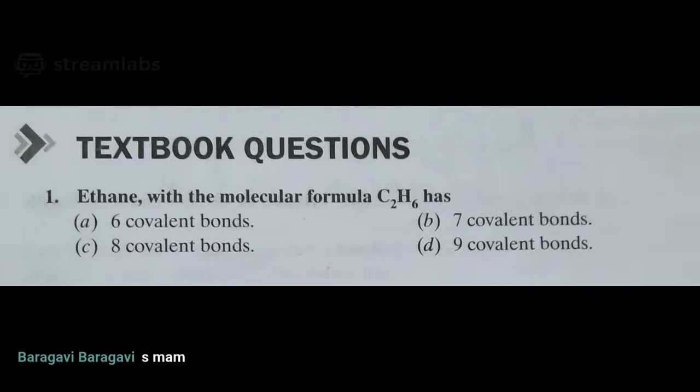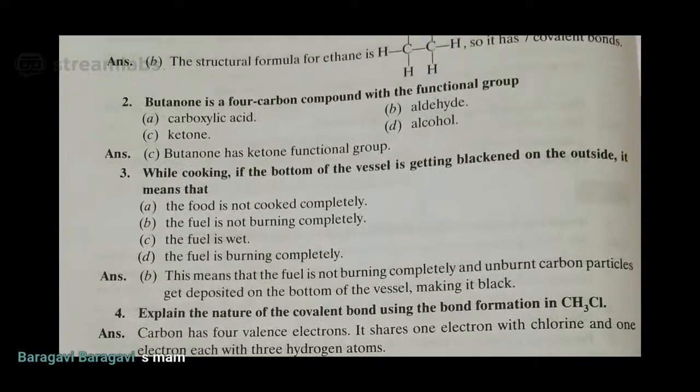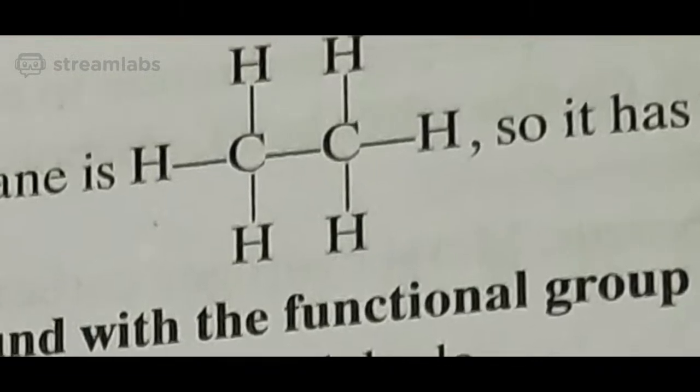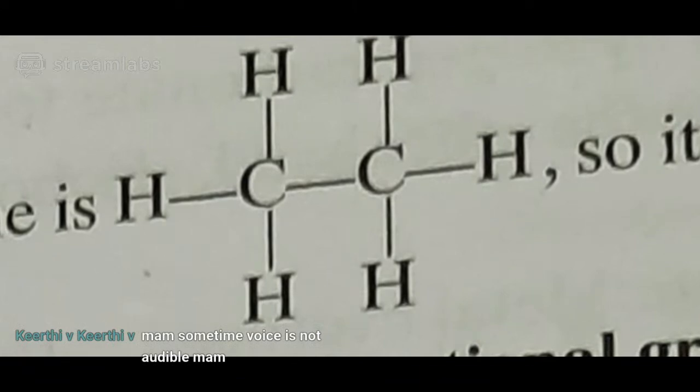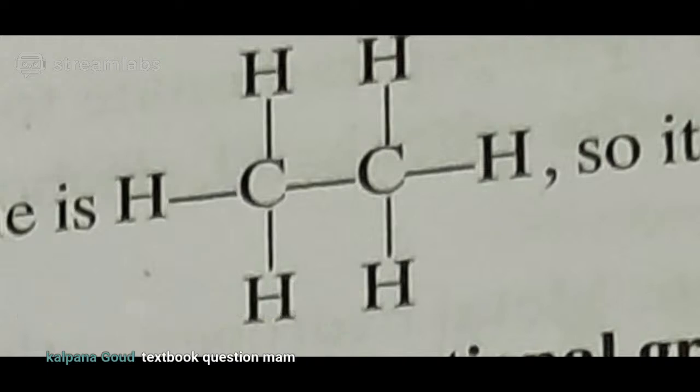Now this requires paper pencil test. So you want to write the structure and then you want to count the bonds. Okay, this is ethane. Now count the bonds. Hydrogen bonds are 6 and C to C is 1. Count the bonds: 1, 2, 3, 4, 5, 6, 7. 7 bonds are there. So 7 covalent bonds.